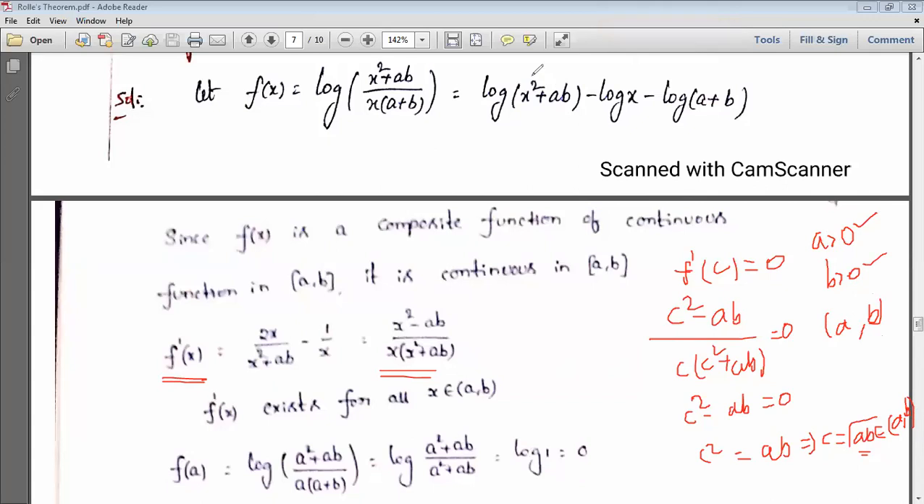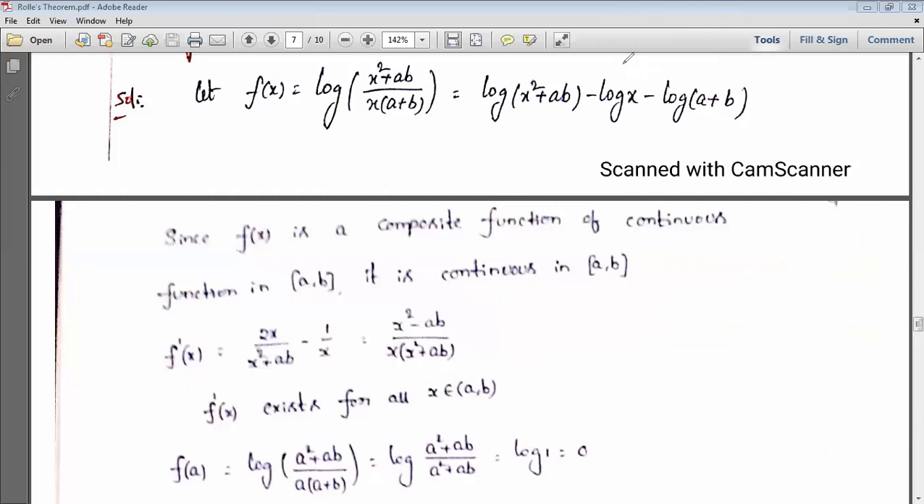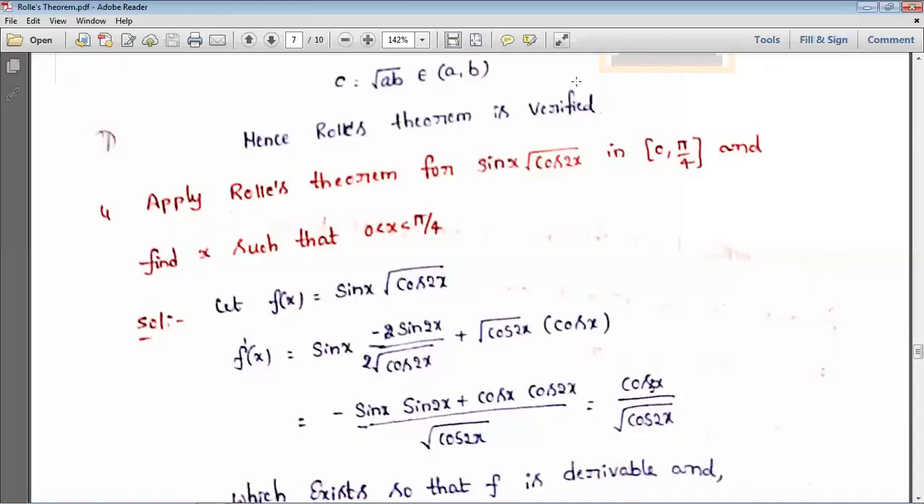So like this, we can verify Rolle's theorem. First continuous, second derivable, third f of a equal to f of b, and next the c value. These are the steps you need to apply when you are verifying Rolle's theorem. Now, what is the interval? Apply Rolle's theorem for the function and the interval.